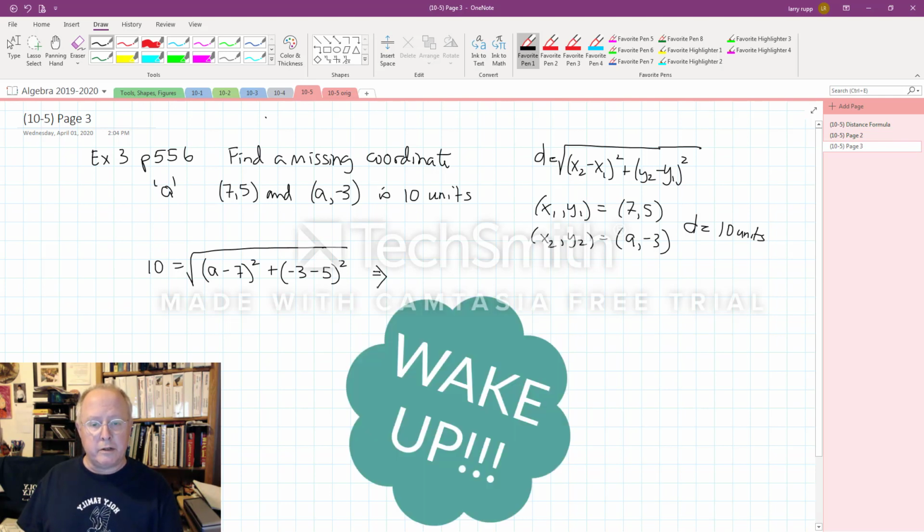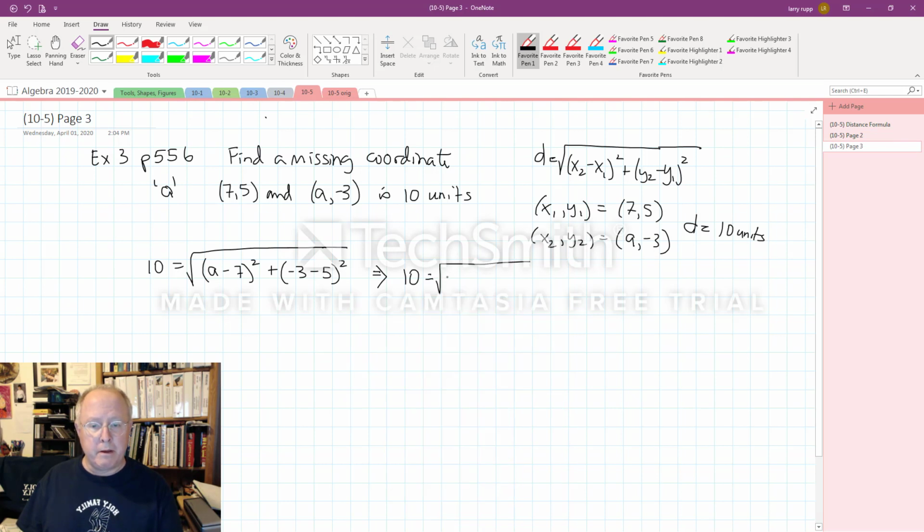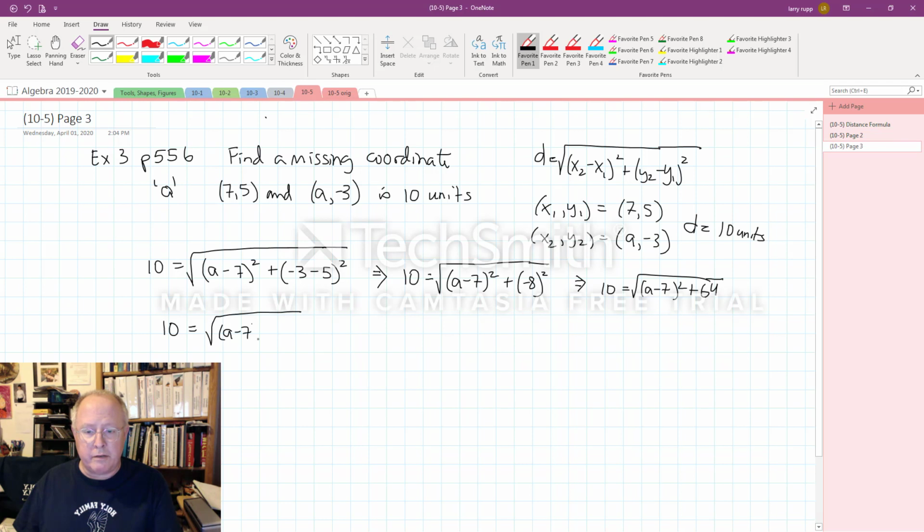Okay, so then this becomes 10 is equal to the square root of a minus 7 squared plus -3 minus 5, which is -8, that quantity squared. Alright, let's simplify it one more step then. 10 is equal to the square root of a minus 7 squared plus 64. Okay, so we just got through dealing with radical equations, and we know that when we have an equation that has a radical in it, we know what we need to do to get rid of the radical sign, right? We square both sides of this equation.